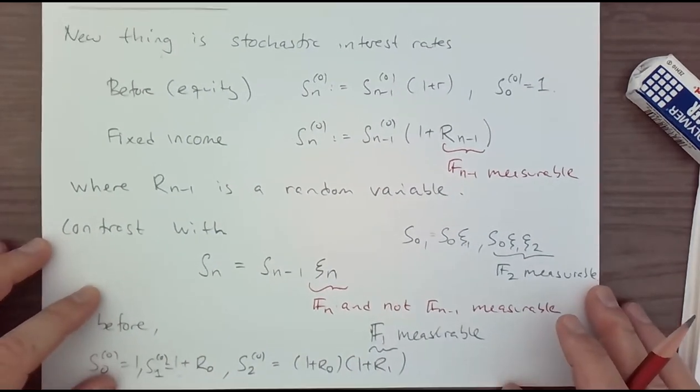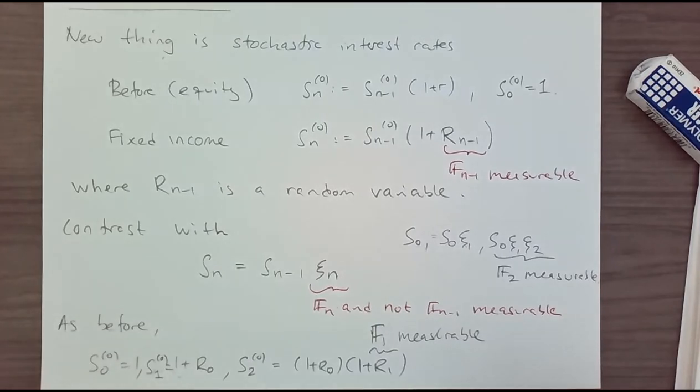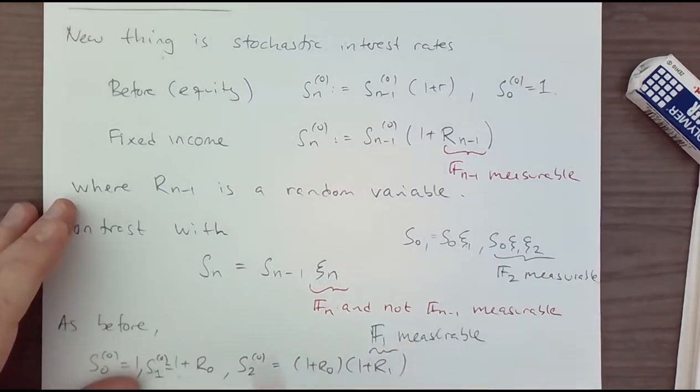Any questions on this sheet? So as before, we have this recursive structure, but the new thing is that we have randomness in the bank account.